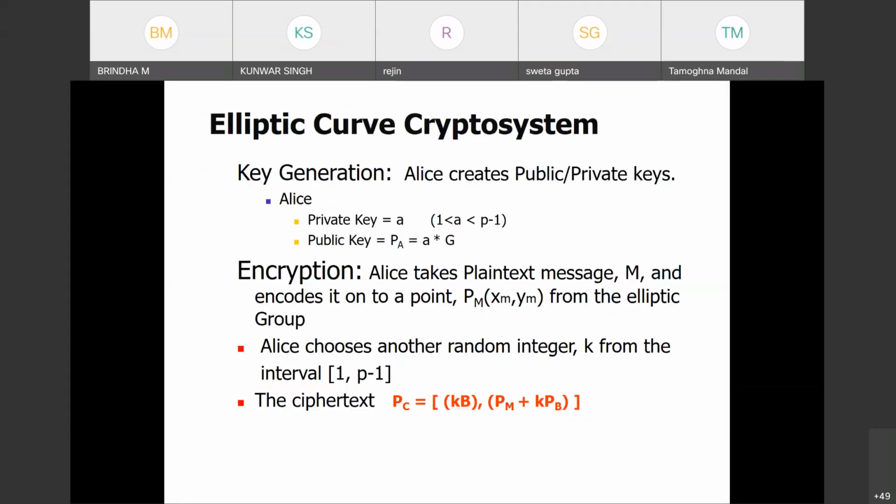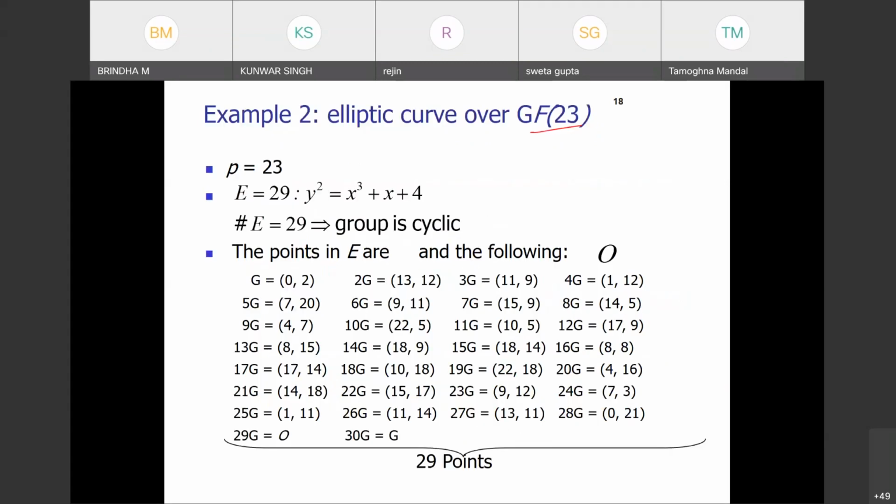So if these basics are clear, now we come to the elliptic curve crypto system. Here everything is points in the coordinates of the curve, the points of the curve. This is the cyclic group, and this cyclic group will be used in ECC.